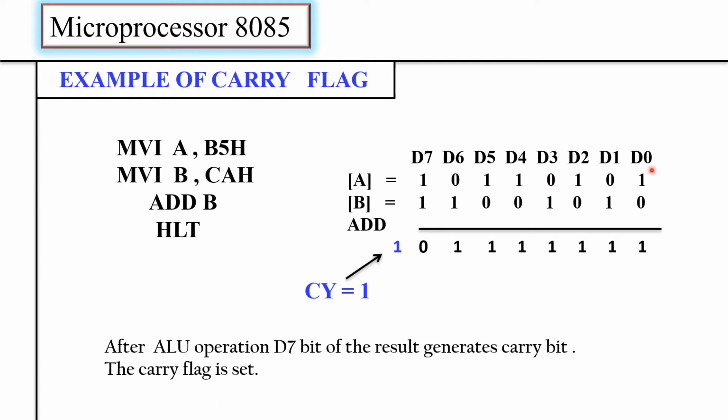Now let us add the content of the accumulator with the content of register B. So addition: 0 plus 1 is 1. 0 plus 1 is 1. The sum is 1, no carry is generated. Right? 1 plus 0 is 1. 0 plus 1 is 1. 1 plus 0 is 1. 1 plus 0 is 1. 0 plus 1 is 1. And 1 plus 1, the sum is 0 and carry is 1.